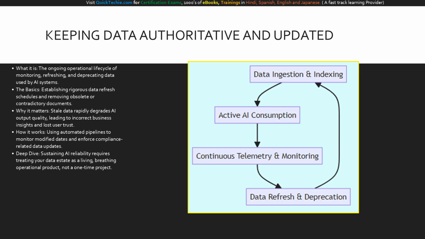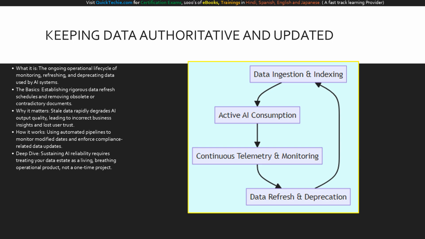This final diagram illustrates the continuous lifecycle of AI data management as a dynamic, circular flow. We start at data ingestion and indexing at the top left, representing the entry point of fresh data. Following the arrow clockwise, we move to active AI consumption, where agents actually use the data to assist users and drive business value. The flow then moves down to continuous telemetry and monitoring, representing the ongoing, automated oversight of data quality, relevance, and AI performance drift.